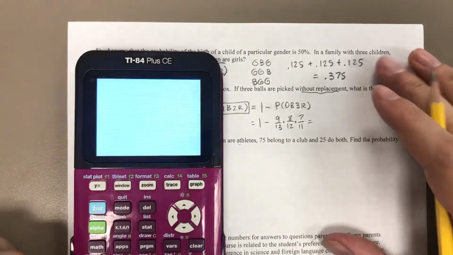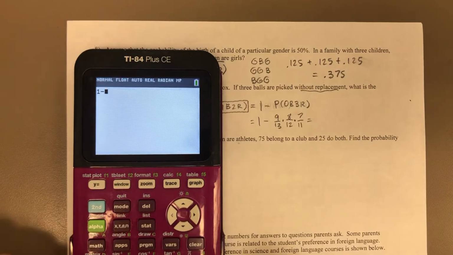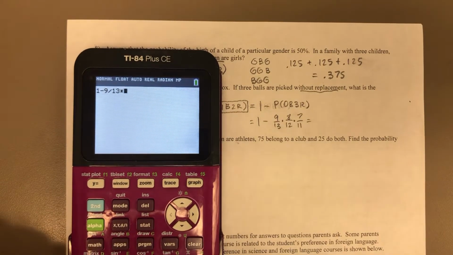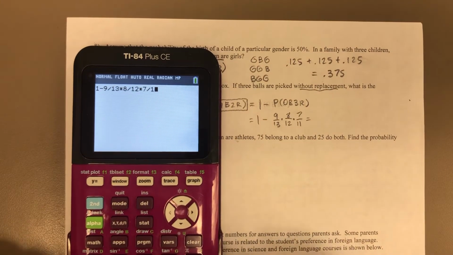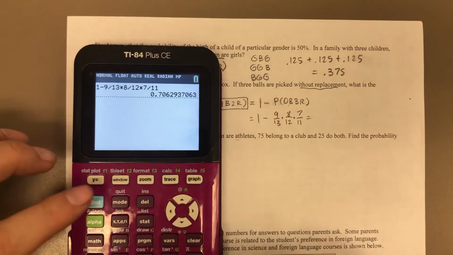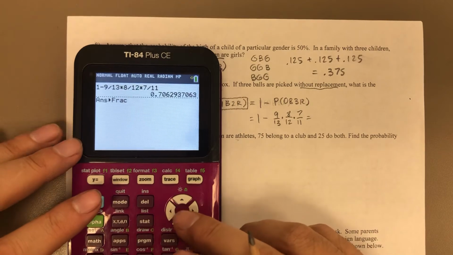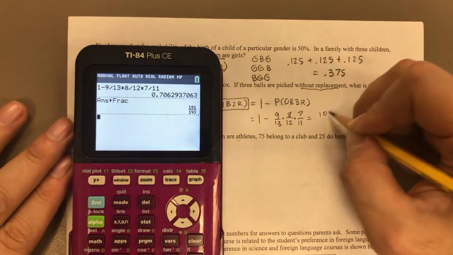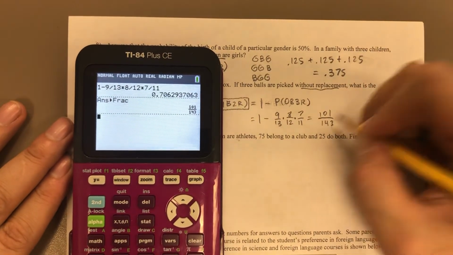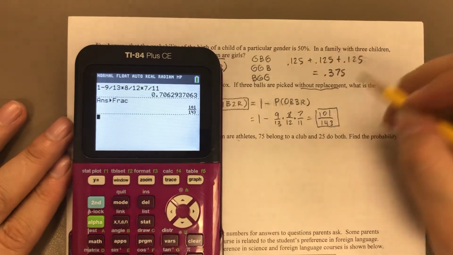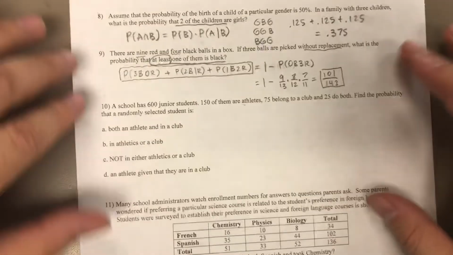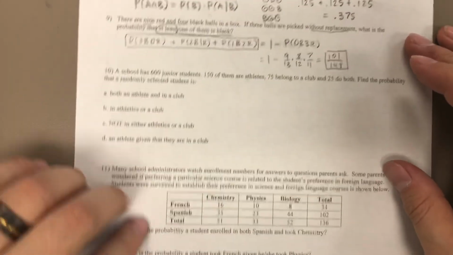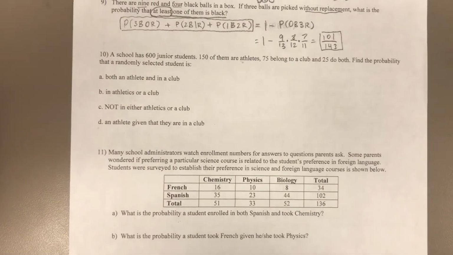Now just use the calculator to complete it. So 1 minus 9 over 13 times 8 over 12 times 7 over 11. And then convert it to a fraction. And we've got our answer, 101 over 143. Easy enough. And I think that's pretty good to stop on this video. So that's 3 word problems. We'll get into the other ones in a second. All right, so last video coming up.